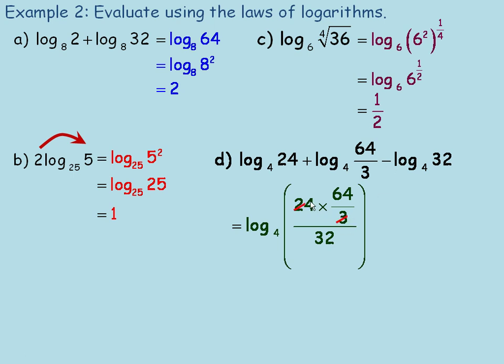Now, 3 goes into 24 8 times, so I'm left with 8 times 64 over 32. And of course, we can just multiply and divide those numbers out. 8 times 64 divided by 32 is 16. So we have the log base 4 of 16. And the answer to that means what power do you raise 4 to give you 16? And of course, the answer to that is 2. You could also rewrite the 16 as 4 squared. And so again, the bases here are the same, so it should equal that exponent.